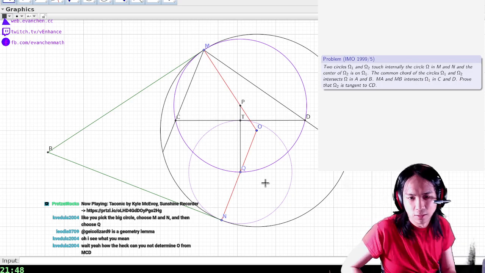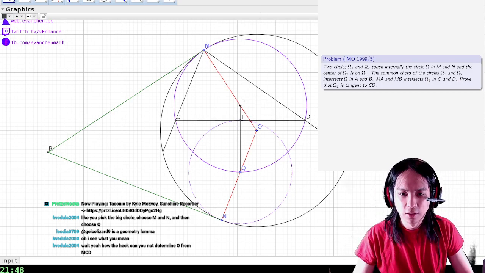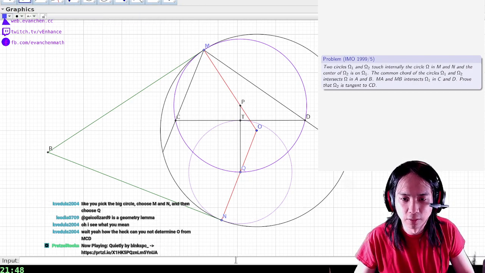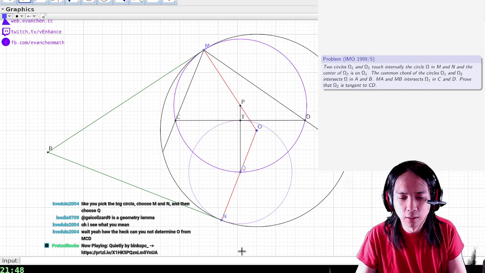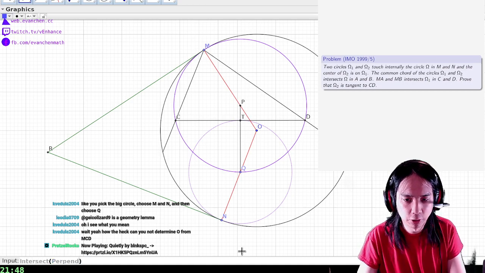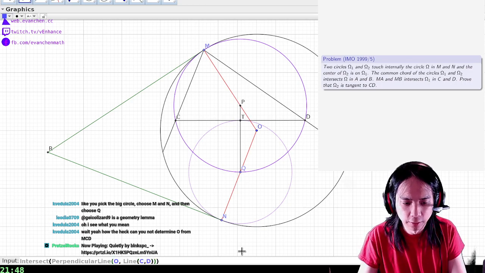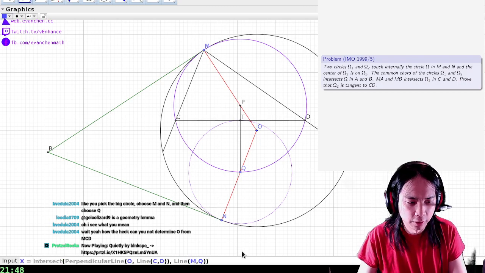Alright, we're gonna add in some arc midpoints. I don't think I can just solve this problem by staring at it now. Okay, so intersect perpendicular line from O to line CD against the bisector line MQ. This one will be called X.